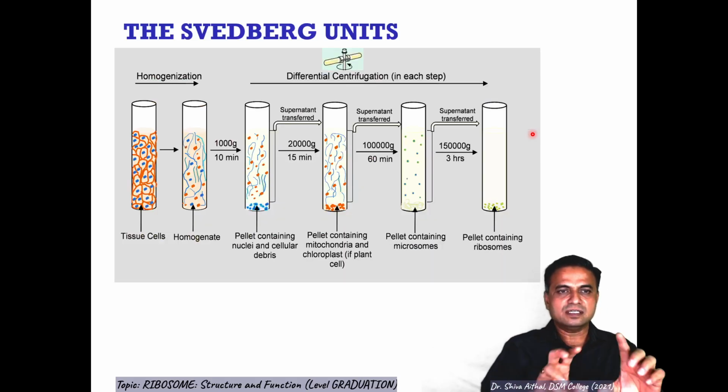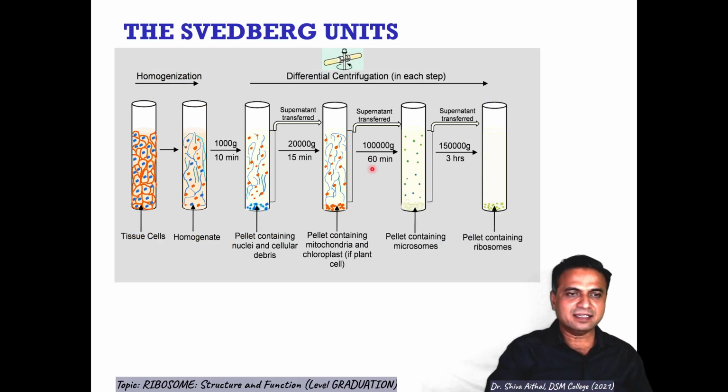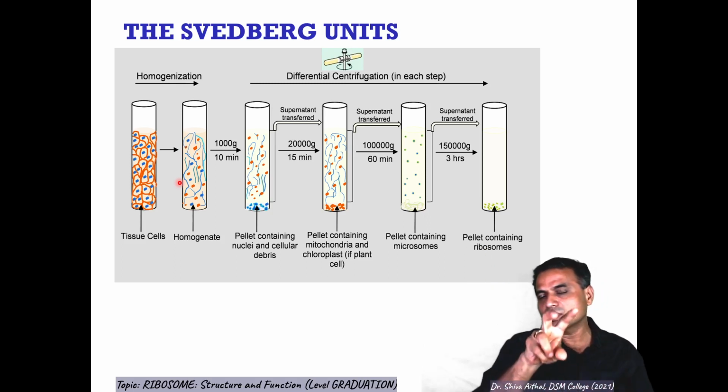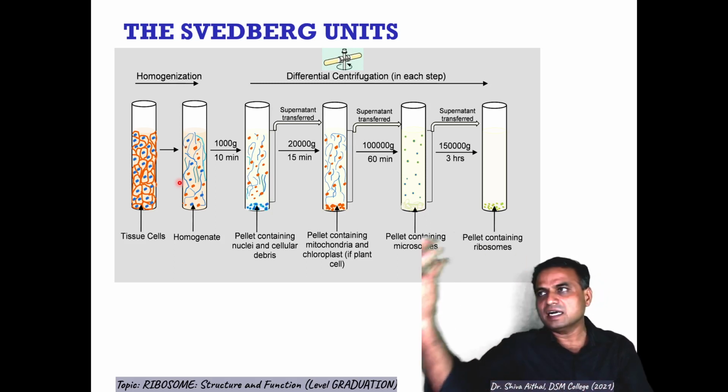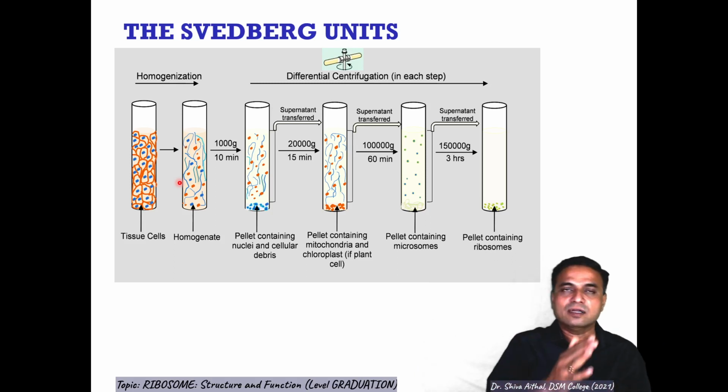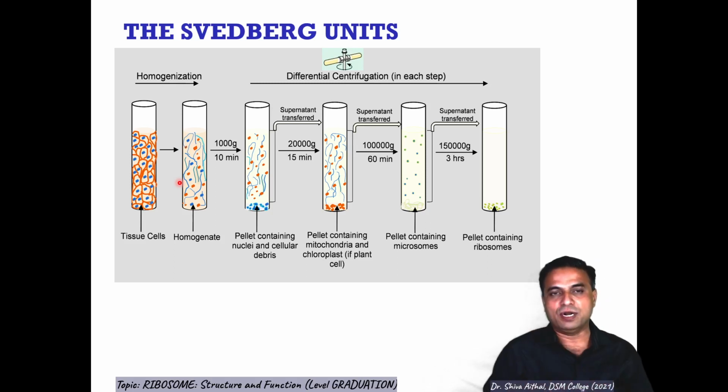See here, this is a centrifuge tube, and the cells are ruptured and homogenized, and the homogenate is centrifuged. At each centrifugation the supernatant, which contains non-sedimentable particles, is removed. So at each level you get a pellet and a supernatant. There is a density gradient material, so density will allow the particles to settle at their equilibration point.